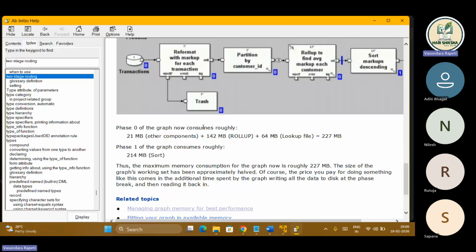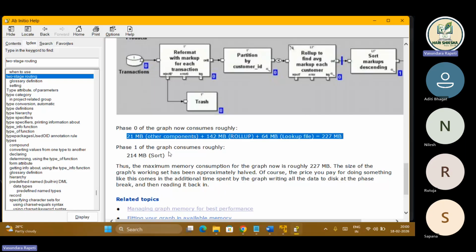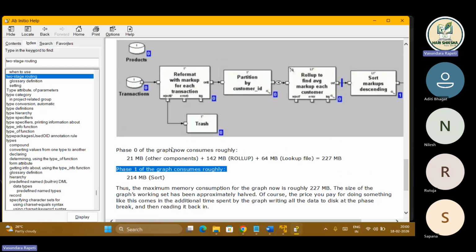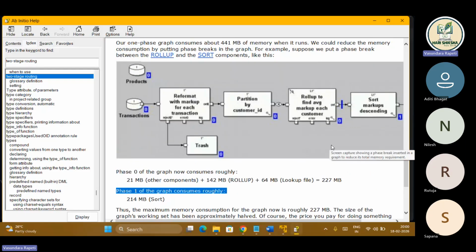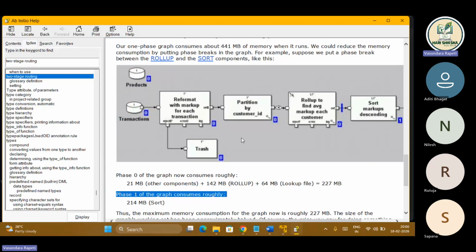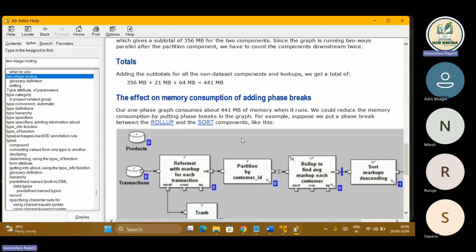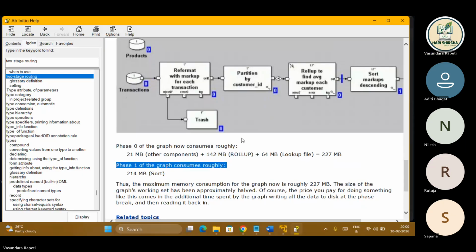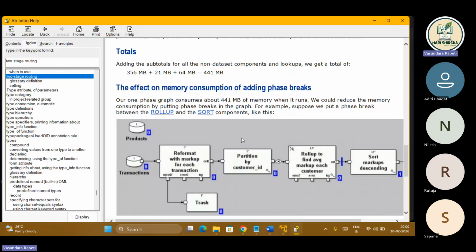Phase 0 of the graph memory consumption, total this much, 227 MB they calculated. Phase 1 of the graph consumption. Phase 1 means this is phase 0, and phase 1 is this. So how did they calculate these two phases' memory? 227 and 214.